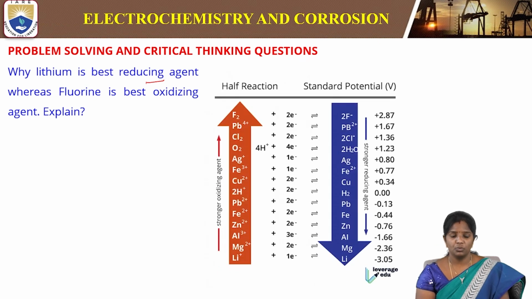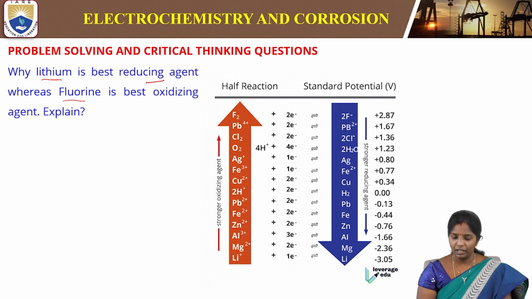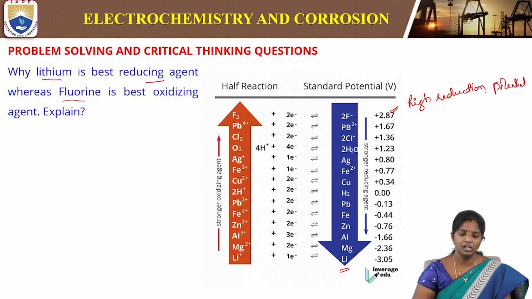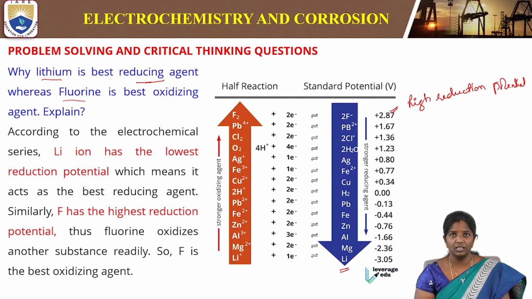So if you see this question, in the electrochemical series, lithium is present in the lower state and fluorine is having higher reduction potential. So the capability of reducing is high for fluorine, therefore it becomes an oxidizing agent. So that is why lithium is the best reducing agent and fluorine is the best oxidizing agent.